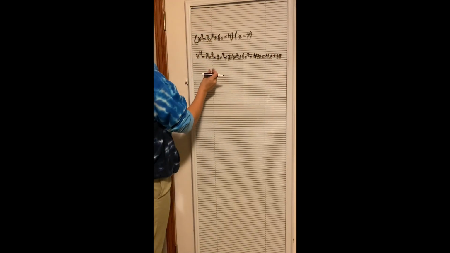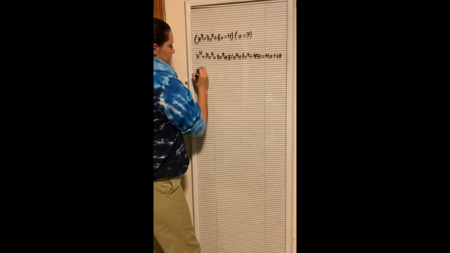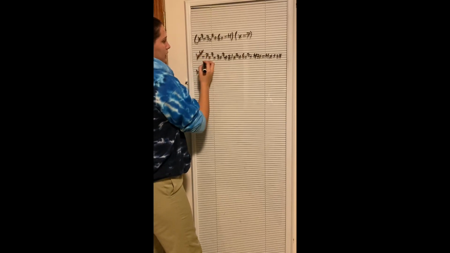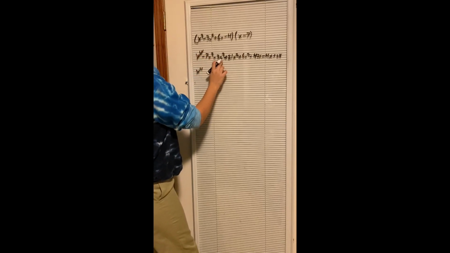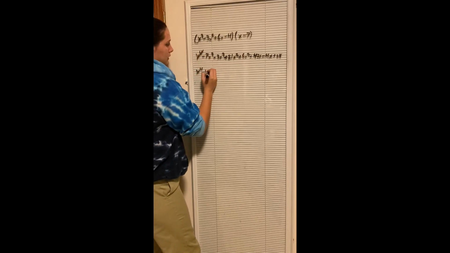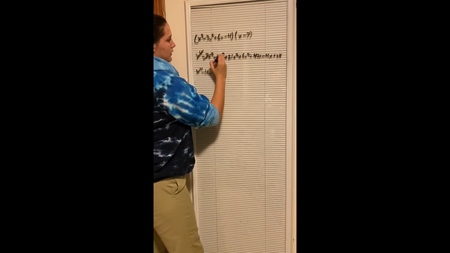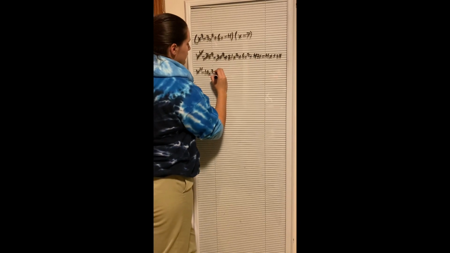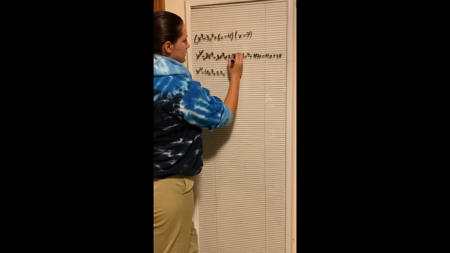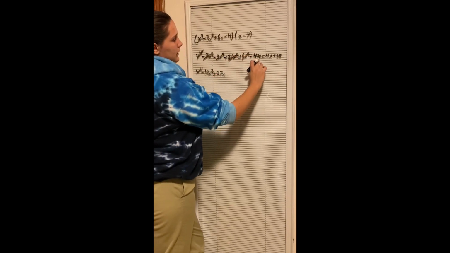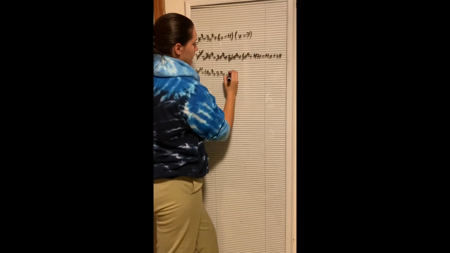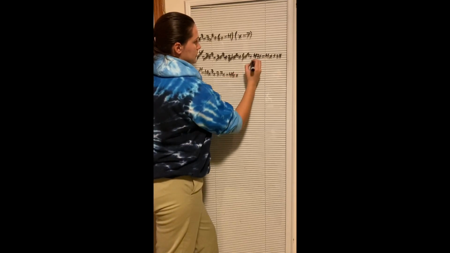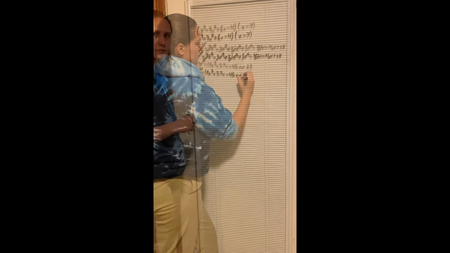Then you combine like terms, so x to the 4th. Then your cubes is negative 10x cubed. Then your squared terms is positive 27x squared. And you combine x's and you get negative 46x. Left with 28.